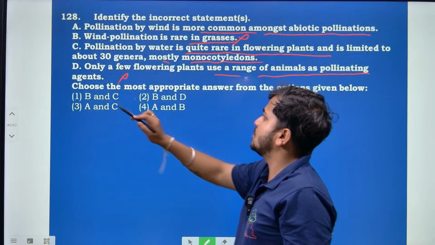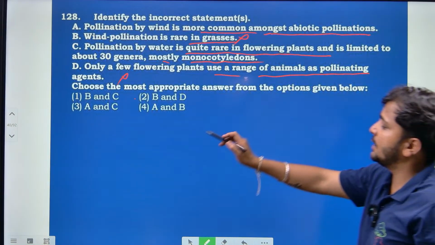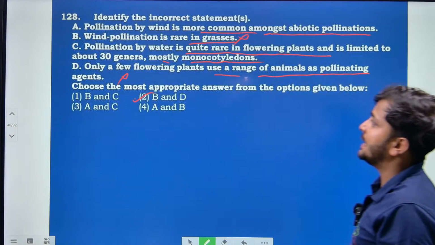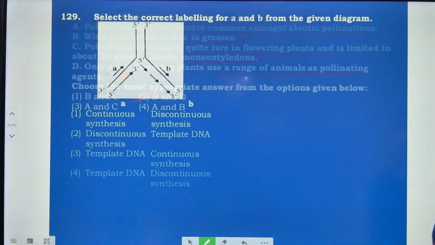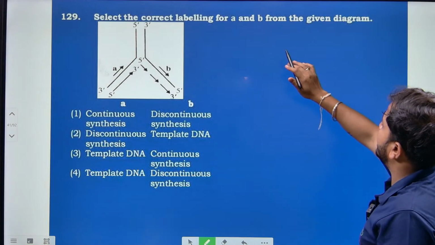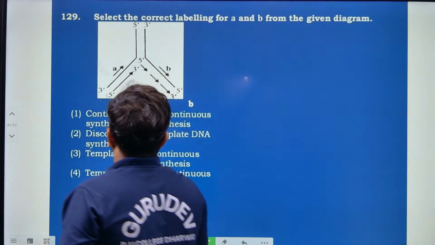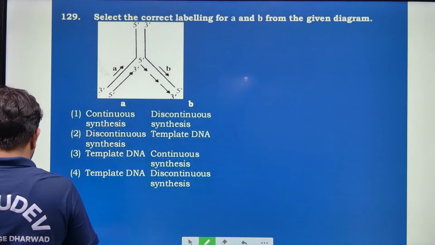No, almost all use what animal as pollinating agents. So here, options B and D are incorrect, right? Then select the correct labeling for A and B from the given diagram. So according to the correct labeling, I have to find out A and B.